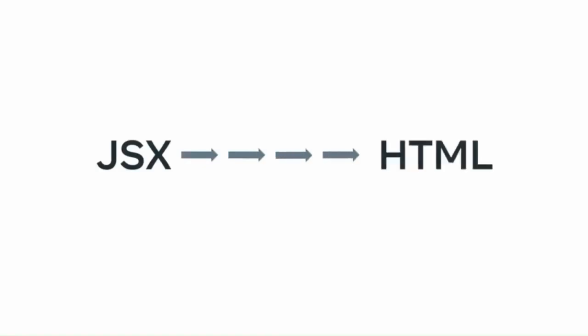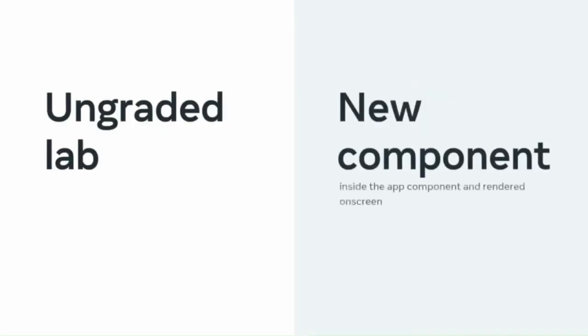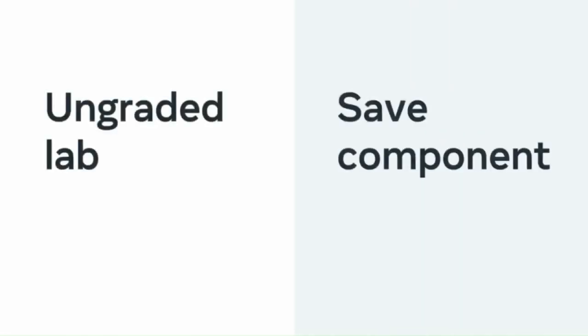In this lesson, you also learned more about JSX, a special kind of syntax that acts like an extension of JavaScript. You learned how to transpile it, in other words, convert JSX to HTML, which helped you to understand how a component is built. And in the ungraded labs, you learned how to build a new component inside the app component and have it rendered on screen, as well as how to save a component to its own file and import it into its parent component so that it can be rendered on screen.